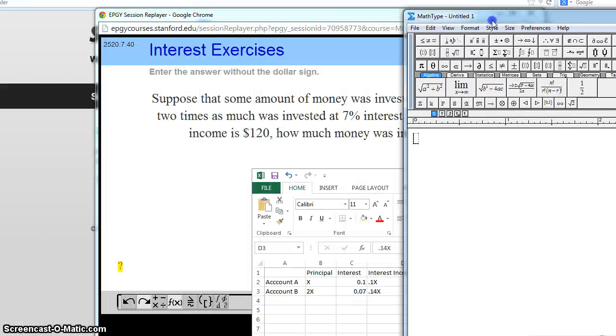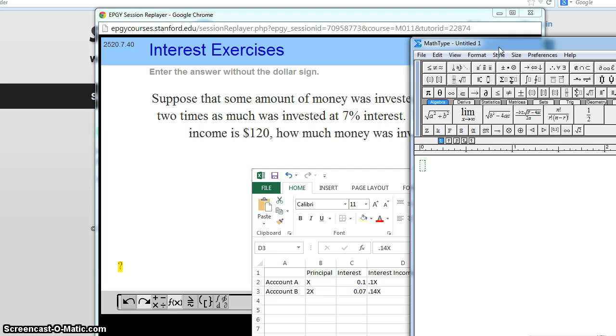So let's write out this equation. We said 0.1x plus 0.14x equals $120. And now you should be able to solve from here. This is using your fantastic algebra skills. You do 0.24 is the sum of 0.1 and 0.14. 0.24x equals 120.